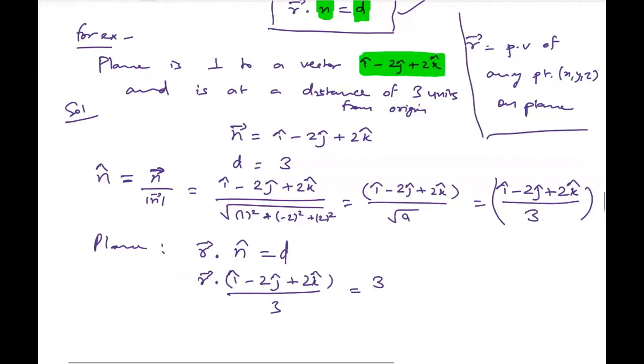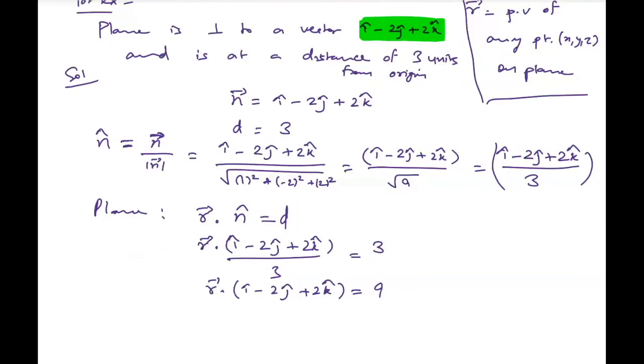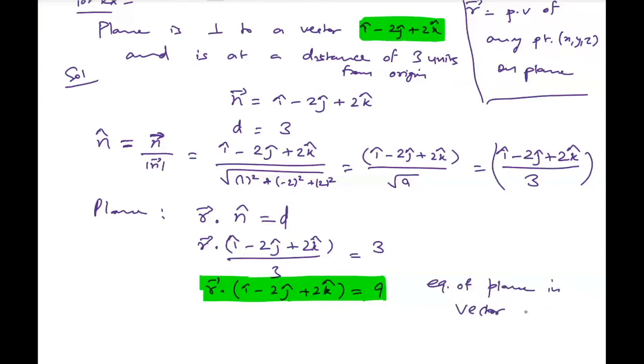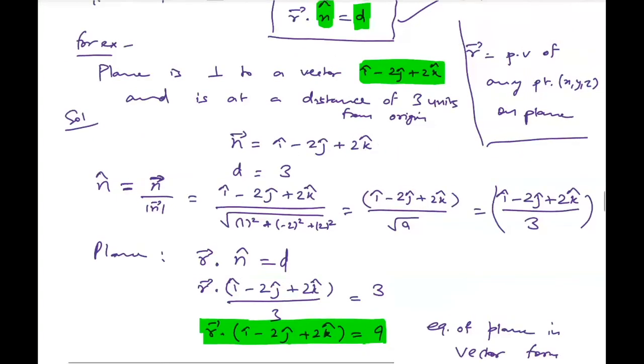So here what we can do, r vector dot i minus 2j plus 2k cap equals to 3 times 3, which is 9. Okay, and this is the equation of our plane. In which form? It is not in Cartesian form. You can see this is in vector form. So this is the equation of plane in vector form. Very simple, we have a formula and we have just used that.